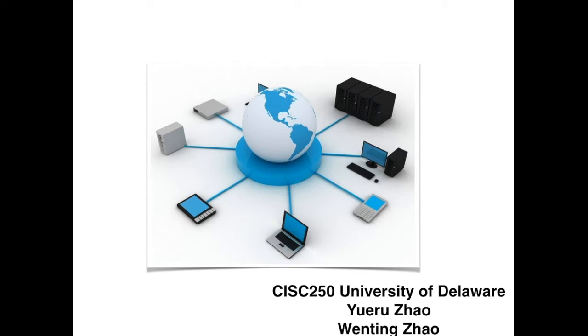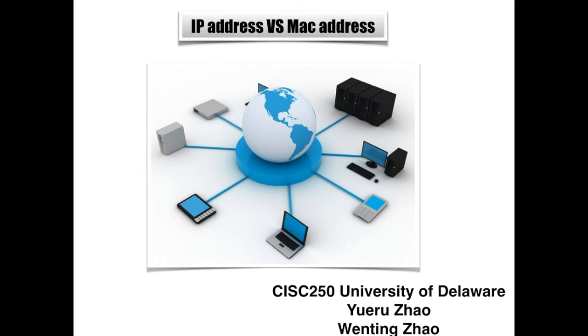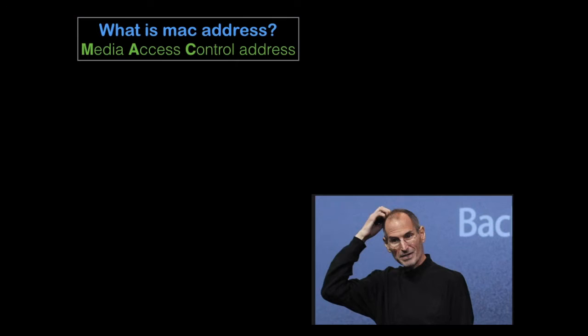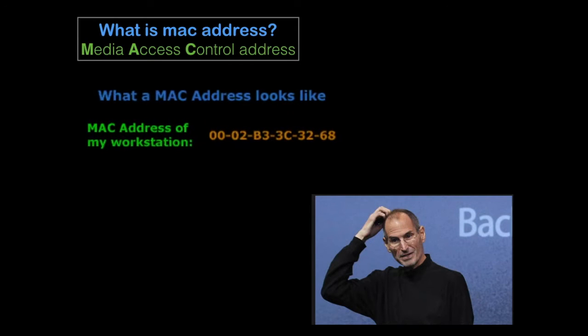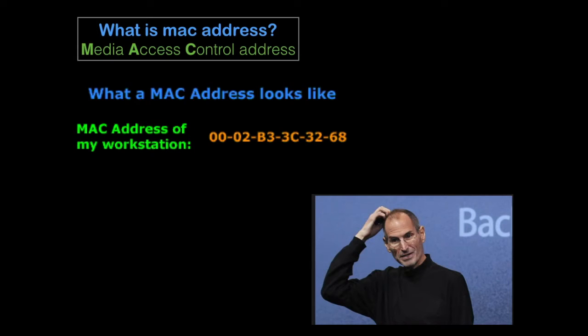This video is about the difference between IP address and MAC address. A MAC address is also known as Medium Access Control Address. This is an address that is burned into the physical card, the physical network adapter, to help identify the network adapter. Let's now have a look at a MAC address and see what it looks like.